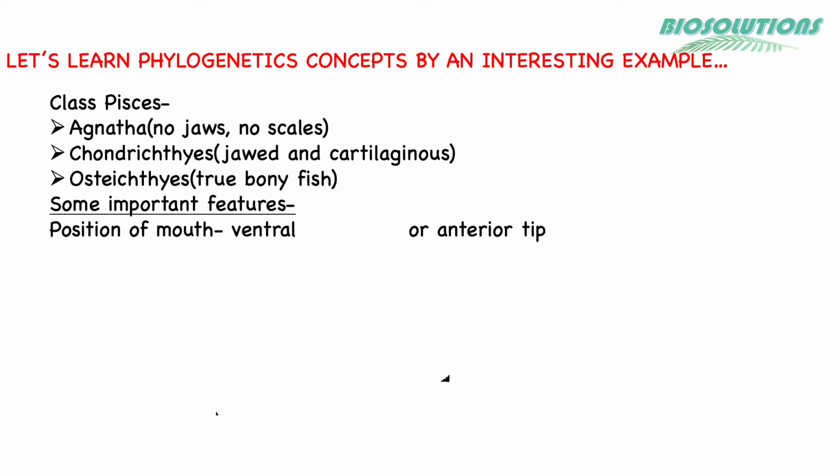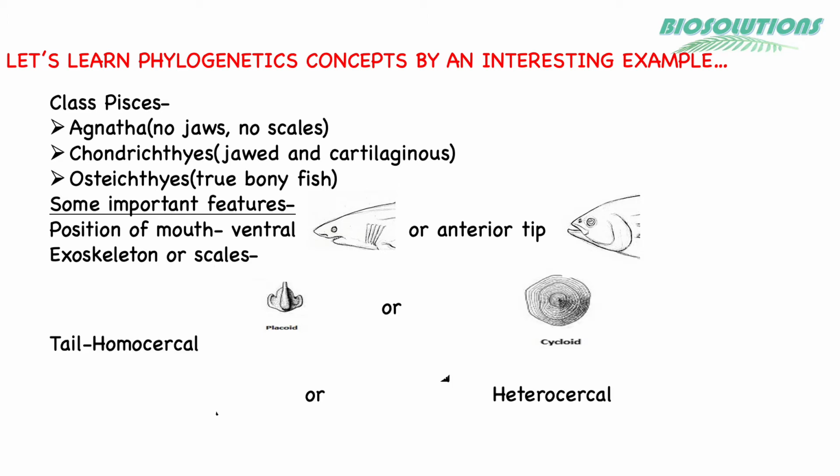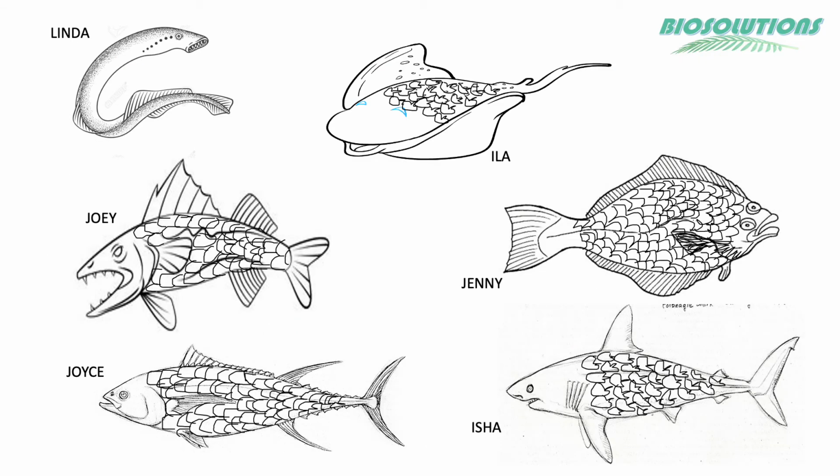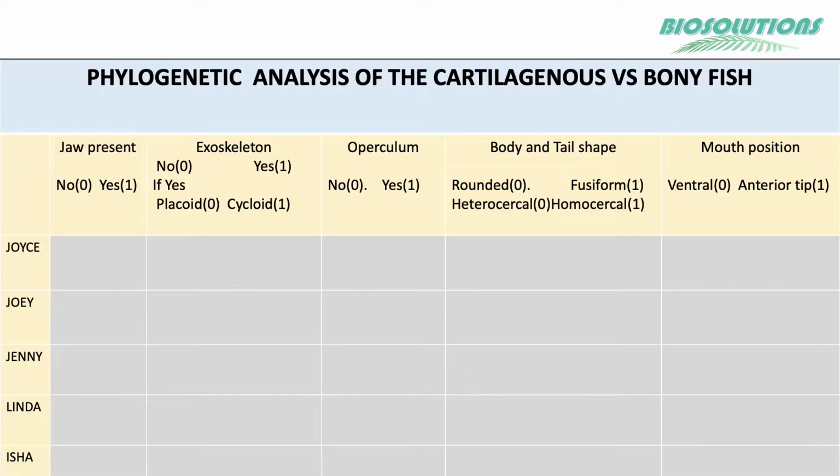Now let's check some important morphological features here, like position of the mouth, either ventral or on the anterior tip, whether they have an exoskeleton or scales, or whether the tail is homocercal or heterocercal. Here you have a few different diagrams with their names. You have to study their morphological features as discussed earlier and assign marks to each of them based on the presence or absence of these features in this table. Once you are done, it should look like this.